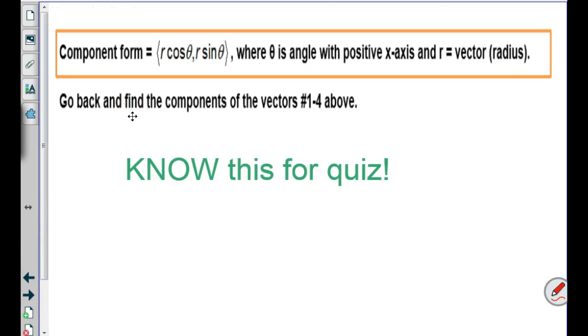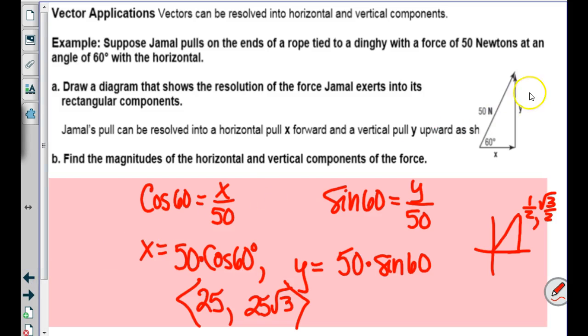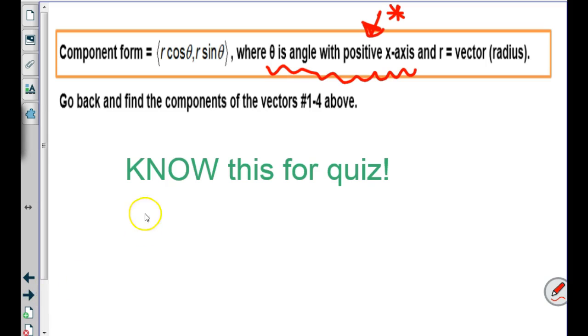Component form. This is important: if we use an angle with the positive x-axis, this is the only time this works, but I'm going to always use it because it's going to make life easier. Then to find the component form, do you notice what we did here? We ended up with 50 times the cosine for x and 50 times the sine for y. Does that make sense to everybody, that x is cosine and y is sine, if you know your x or y over r? Okay.